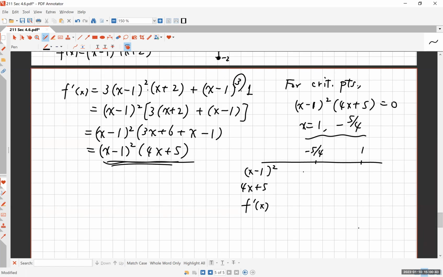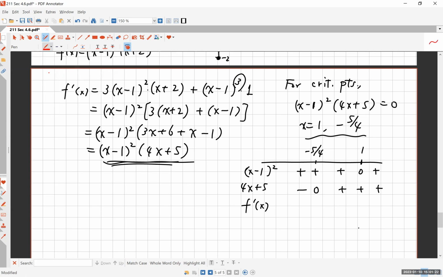All right, x minus 1 squared is always positive unless the inside is 0. So that's positive. Now, when x is exactly 1, you have 1 minus 1 squared, and that's 0. But any other x number is going to give you a positive number. 4x plus 5 is going to be negative here, 0 here, and then any number between negative 5/4 and 1 and beyond is going to give you a positive value, right? Just plug in some numbers and you will see that.